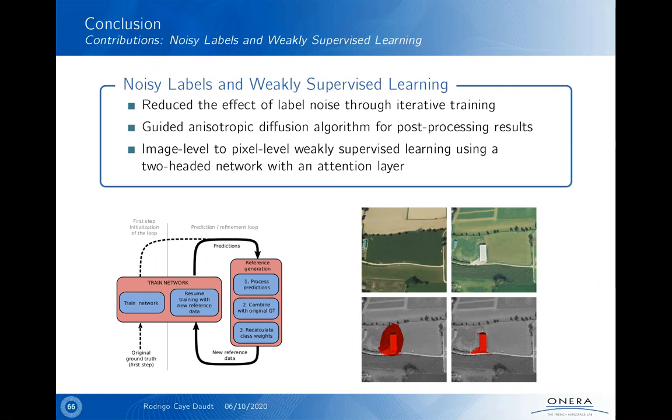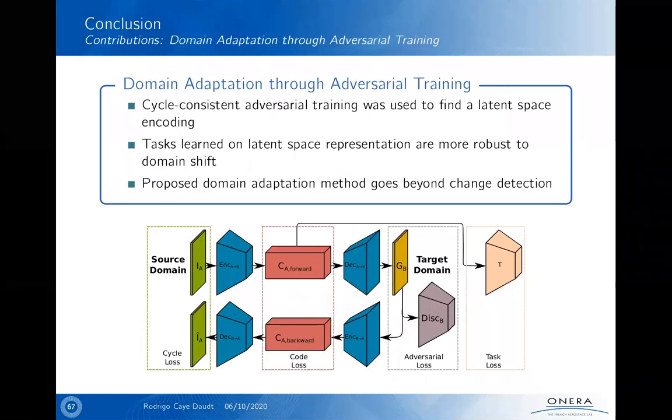And we also performed completely weakly supervised learning using image level labels to perform semantic segmentation successfully with this attention layer and a two-headed network. Finally, we proposed a domain adaptation method that was used for transferring knowledge between different types of natural catastrophe for change detection, but we also validated it in other computer vision tasks.